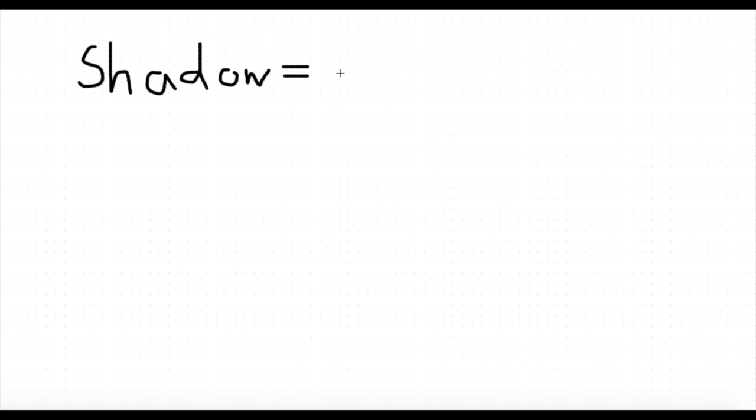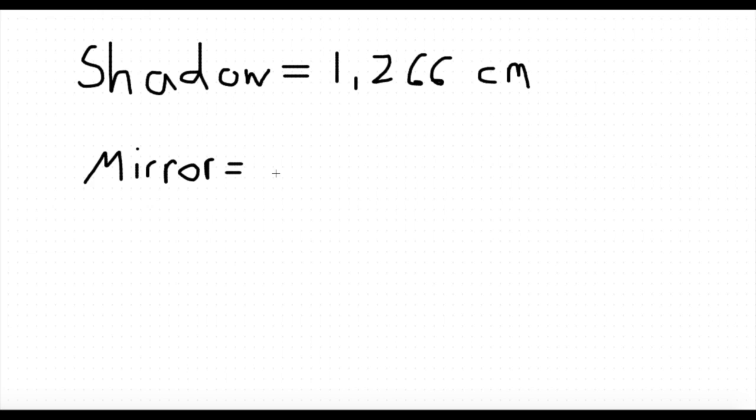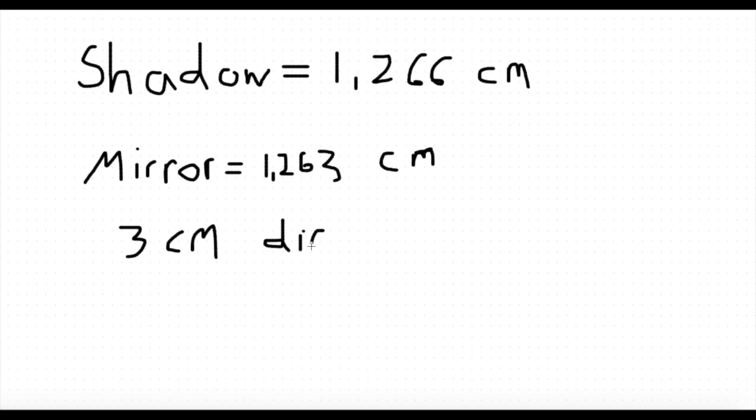And just to reflect, I wanted to let you know that the overall reason we did this was to find the height of the building. We did this with two methods, and the ideal thing was to have the same height. There might be some errors measuring, but we got pretty close with both our answers. So the shadow method answer was 1,266 centimeters, and the mirror method was 1,263 centimeters. So this was just a 3 centimeter range from one to the other.